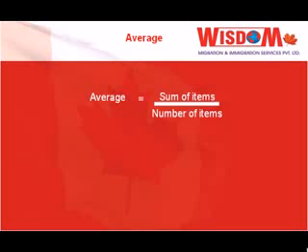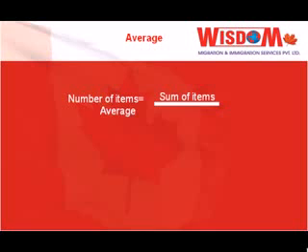From this expression, we can also find out that the number of items is equal to the sum of items divided by average. Or I can say that the sum of items is the product of average and number of items. Now these are the 3 expressions which we used in our high school. But now let us explore average more.